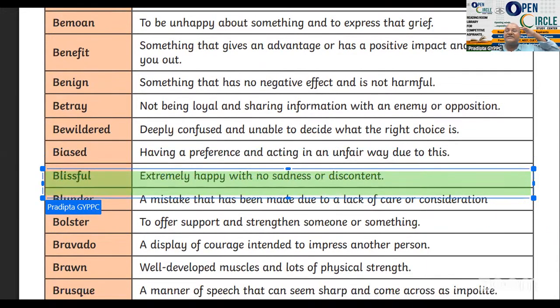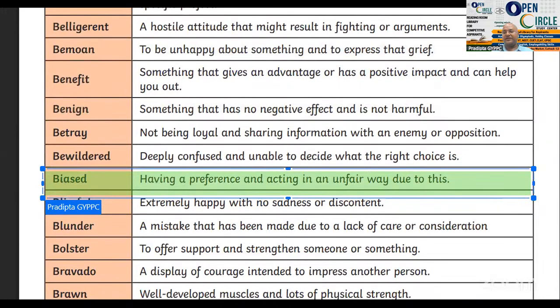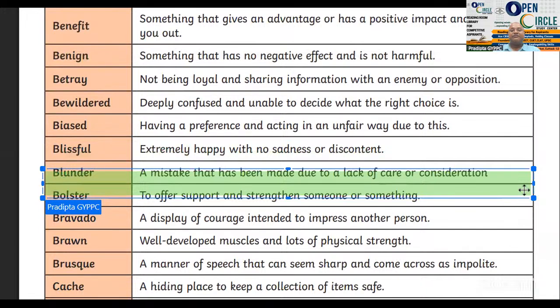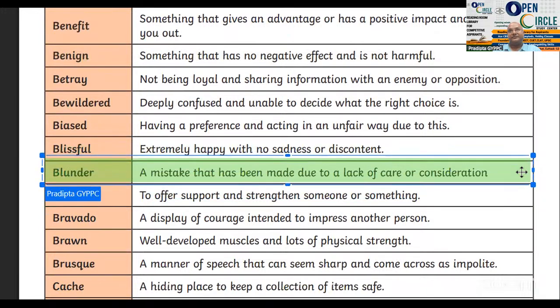The next word is blissful. Blissful means very, very happy. Example: I had a blissful morning. Then blunder. Blunder is a serious mistake. Careless, serious mistake. Blunder, right? Like you are not wearing your spectacles is a blunder.